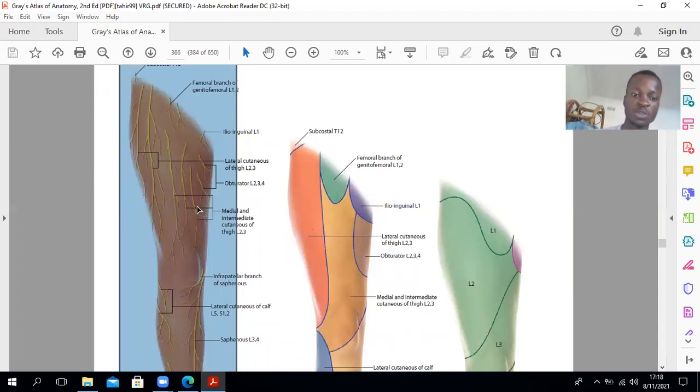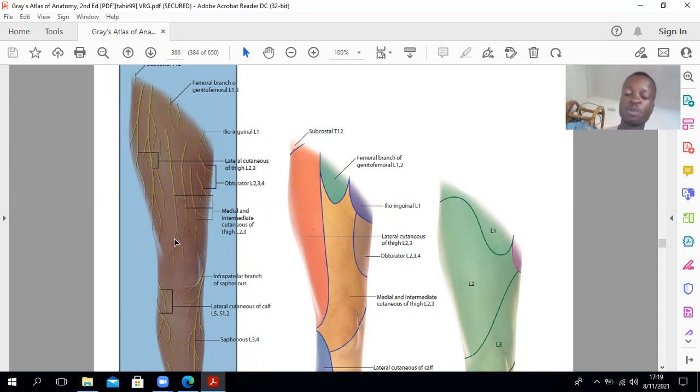Then lower down, you expect to see the medial cutaneous nerve of the thigh, as well as the intermediate one, which supplies the anterior aspect of the thigh. Remember, the medial and the intermediate cutaneous nerves of the thigh are actually branches of your femoral nerve. So the femoral nerve will divide into an anterior branch and a posterior branch. The anterior branch will give you two cutaneous branches, that is the medial and the intermediate, and it will supply all the muscles of the anterior compartment of the thigh except the quadriceps femoris.